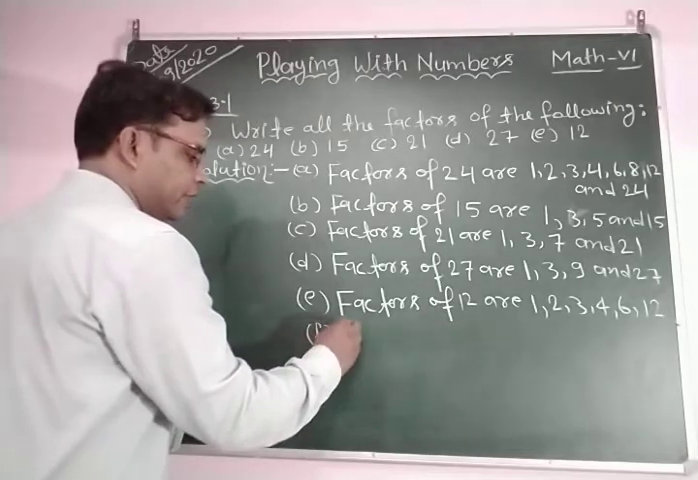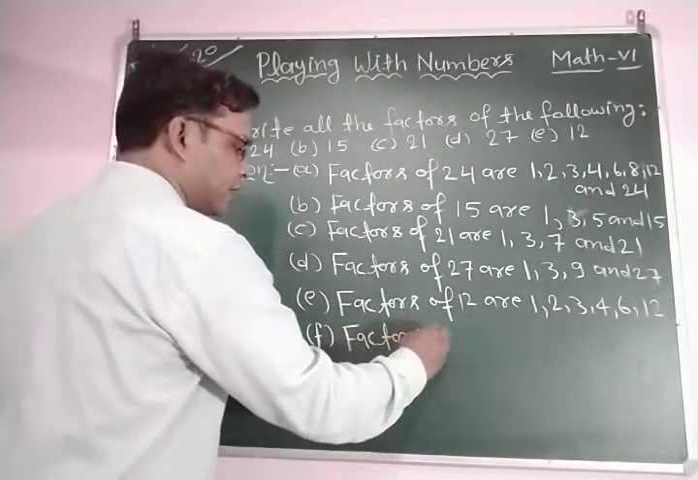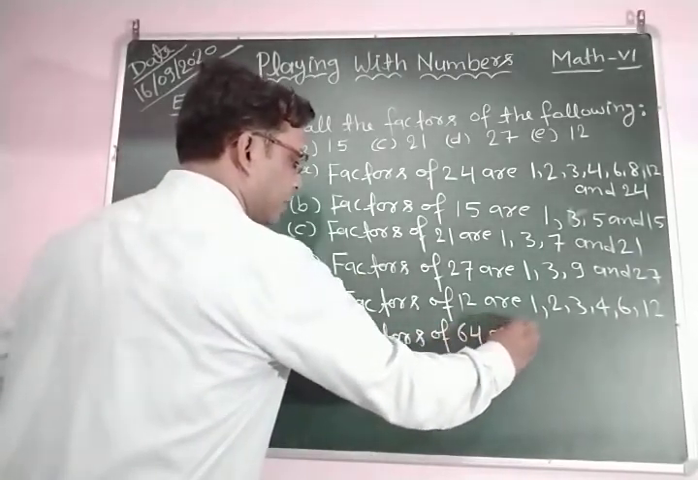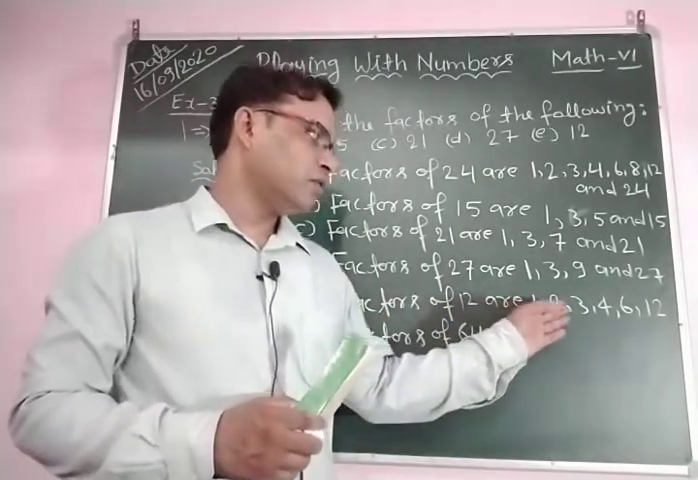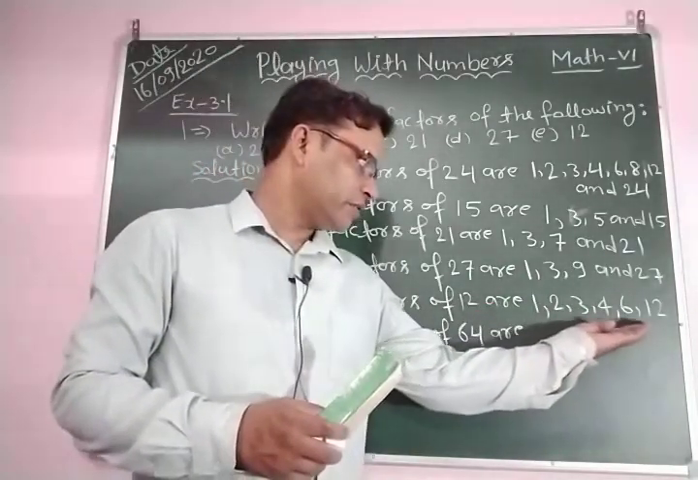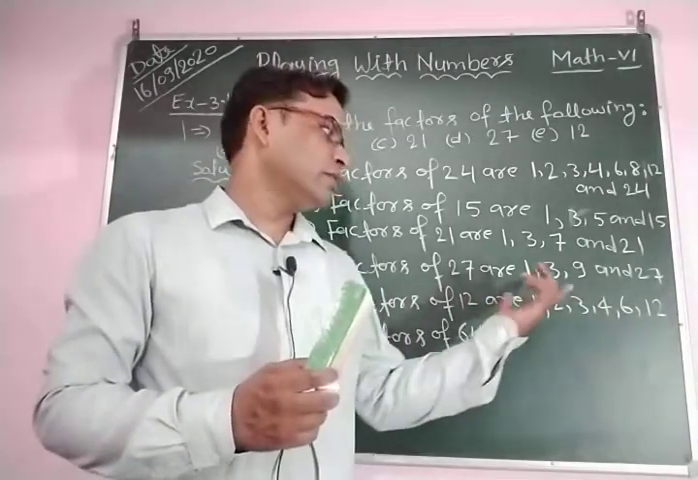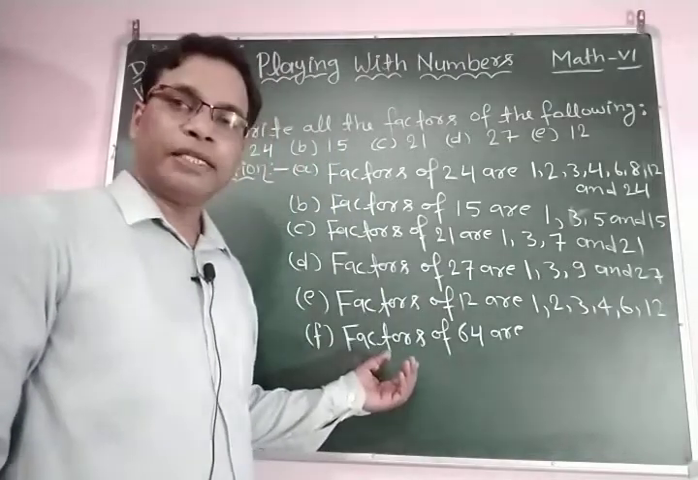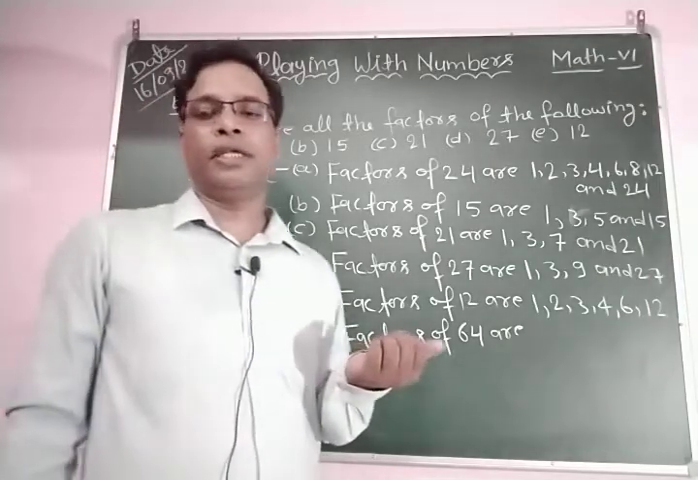In this F part, we need to find the factors of 64. Here you can see the factors of 12 are 1, 2, 3, 4, 6, 12. It means that all those numbers, 1, 2, 3, 4, 6 and 12, divide 12. So these are the factors of 12. Now we need to find the factors of 64. All those numbers which divide 64 are the factors of 64.